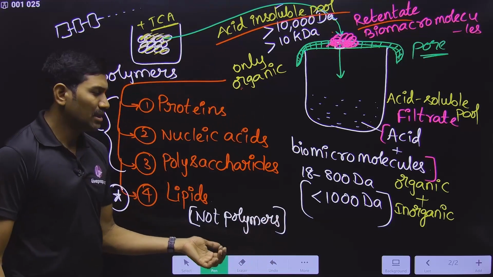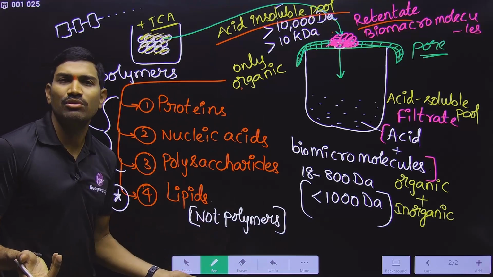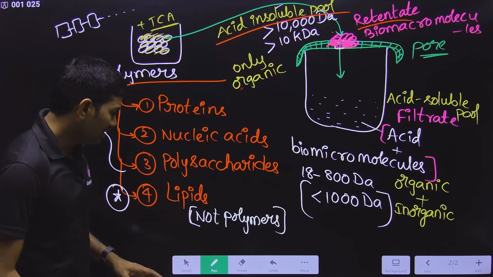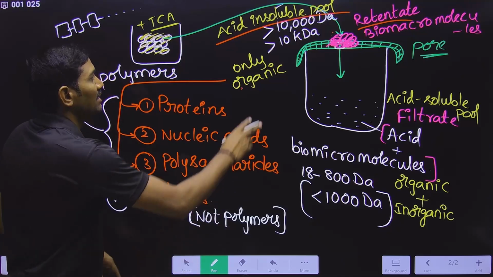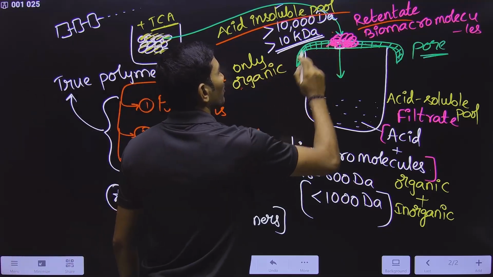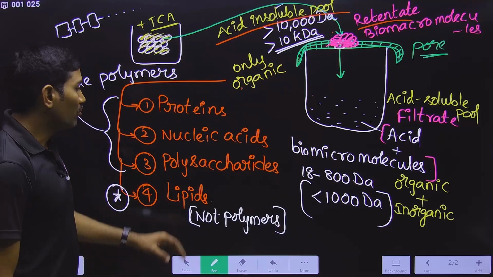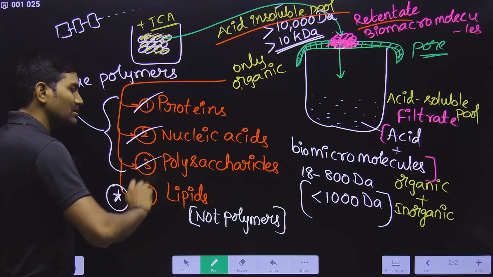These are not polymers. If they are not polymers, we will not talk about monomers. So that's why there is no monomer concept here. So they are not polymers. And what is the size of these lipids? In general, the size we are saying is more than 10,000 kilodaltons. So more than 10,000 kilodaltons is applicable to these three.